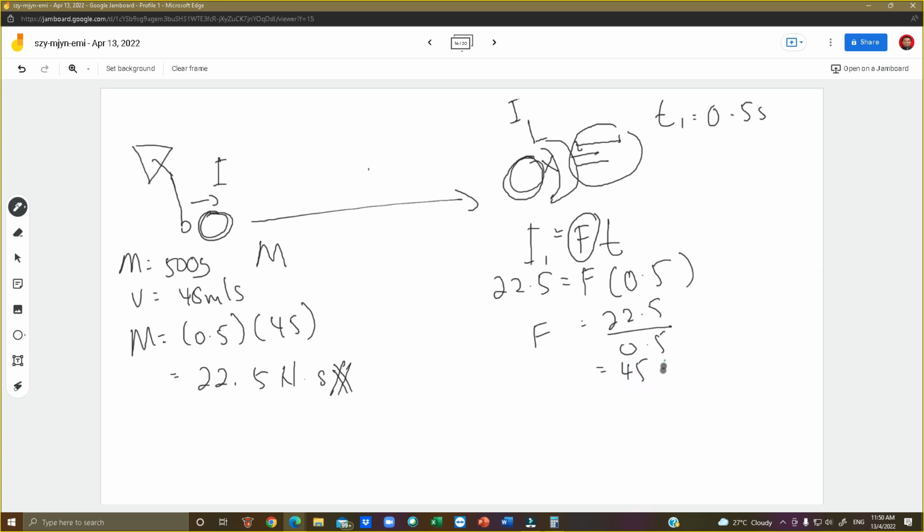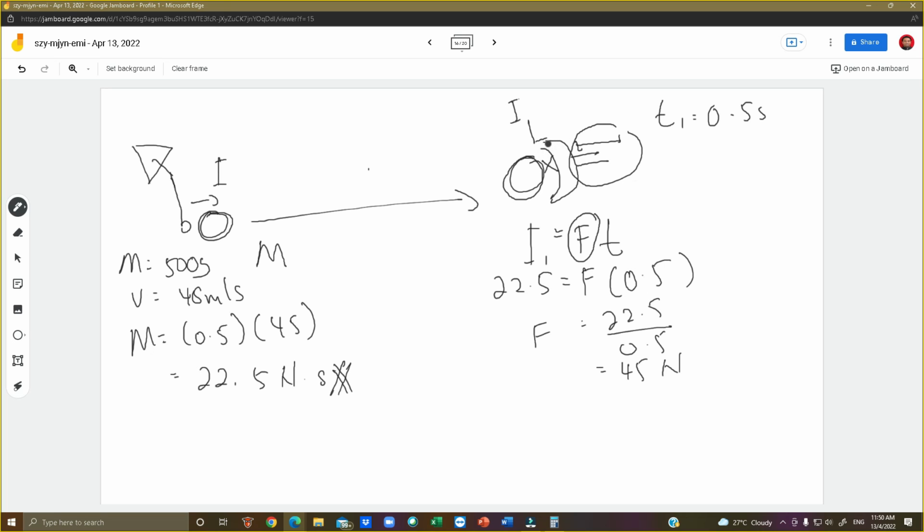45. Okay, let's say the human hand can only absorb 40 Newton. So what happens to the hand if it is now subjected to 45 Newton? It can only withstand 40, but now it gets 45. What happens to the hand? It breaks off. Injured. Okay, so we change the technique.